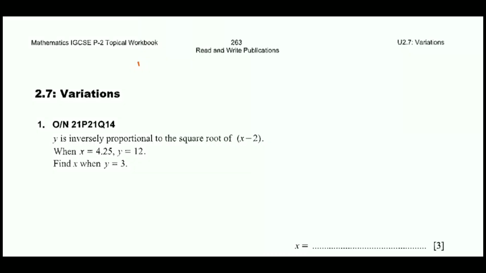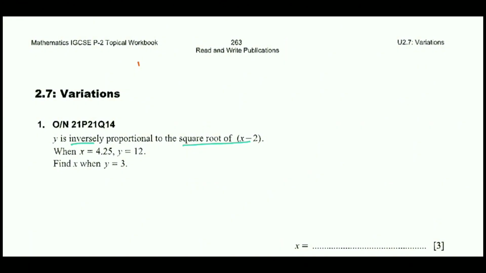Here we will now do some past paper questions. You can see this question is from October November 21, P21, question number 14. y is inversely proportional to the square root of x minus 2. What are the key terms here? The key terms are inversely proportional and square root of x minus 2. First of all, we will read the statement and write our equation.